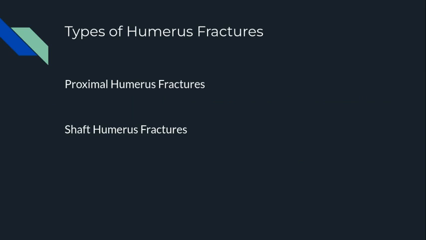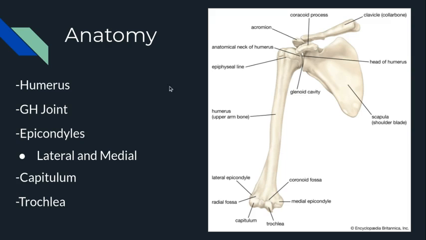So we have the types of humerus fractures: proximal humerus fractures, shaft humerus fractures. Two types, very simple. And we'll get into the anatomy of it. So first we have the humerus, which is the bone that we will be talking about. It's right here. The scapula is here.